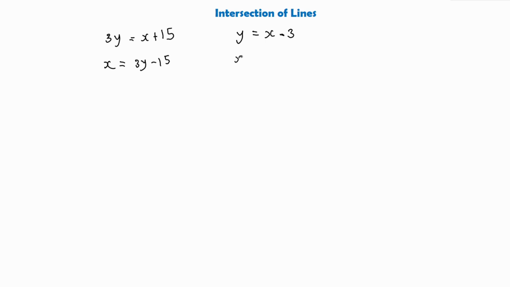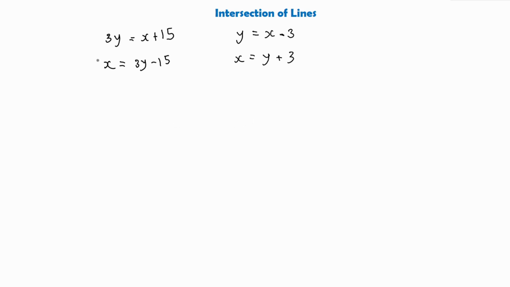And in this case, we get that x is equal to y plus 3. So for our first line, the equation is x equals 3y minus 15. And the second equation, we've got x is equal to y plus 3.